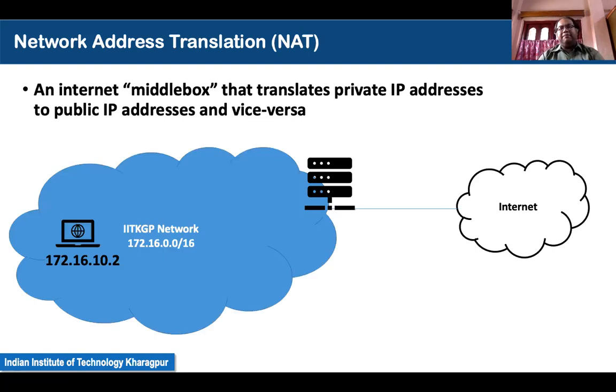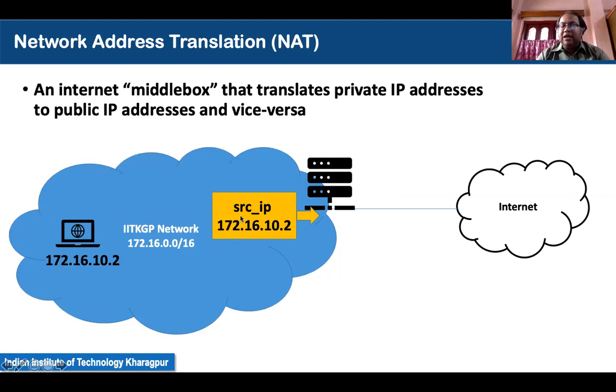So here is a detailed example. In the IIT Kharagpur network, I have a private IP user 172.16.10.2, and that user is active. Now that user is going to send a data packet to the outside network. When this user sends the data packet to the outside network, the packet will have the source IP as 172.16.10.2, that means the private IP of this particular device.